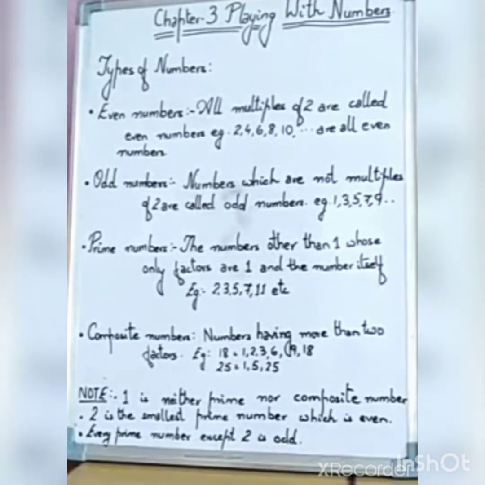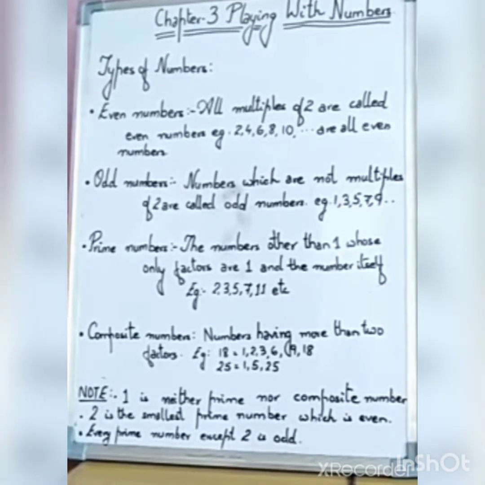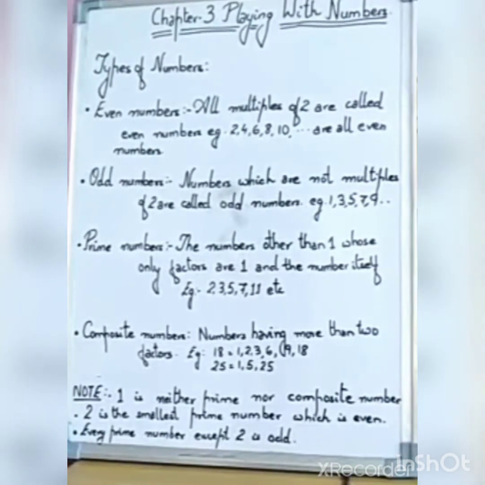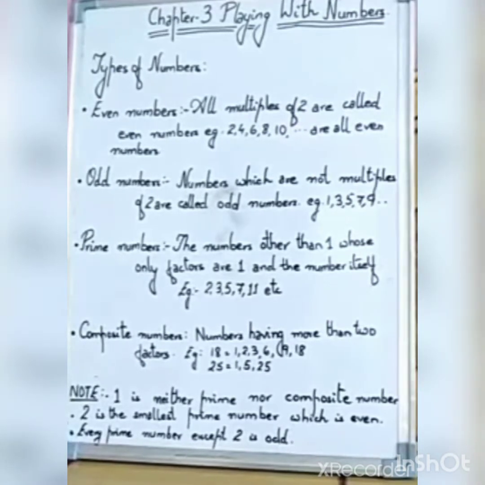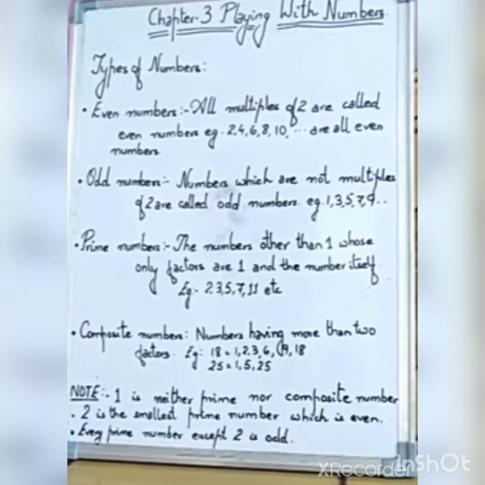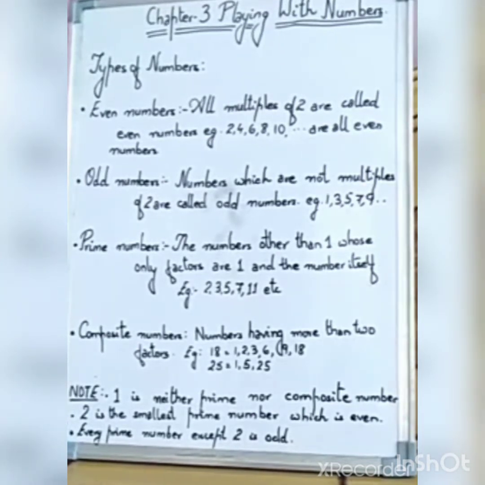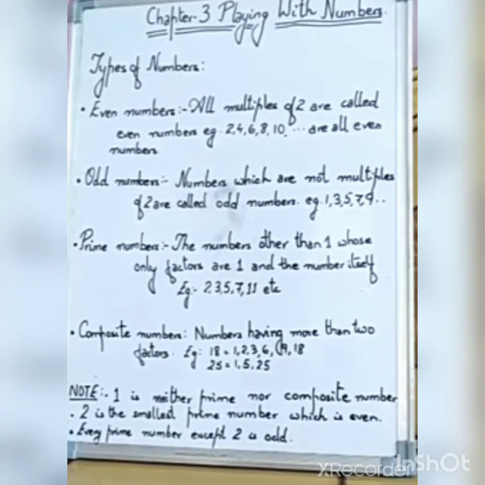Next one is composite numbers. What are composite numbers? Numbers having more than 2 factors. जिन नंबर के 2 से ज़्यादा factors होते हैं. Example 18. 1, 2, 3, 6, 9 and 18 are the factors of 18. So 18 has more than 2 factors. So 18 is a composite number.